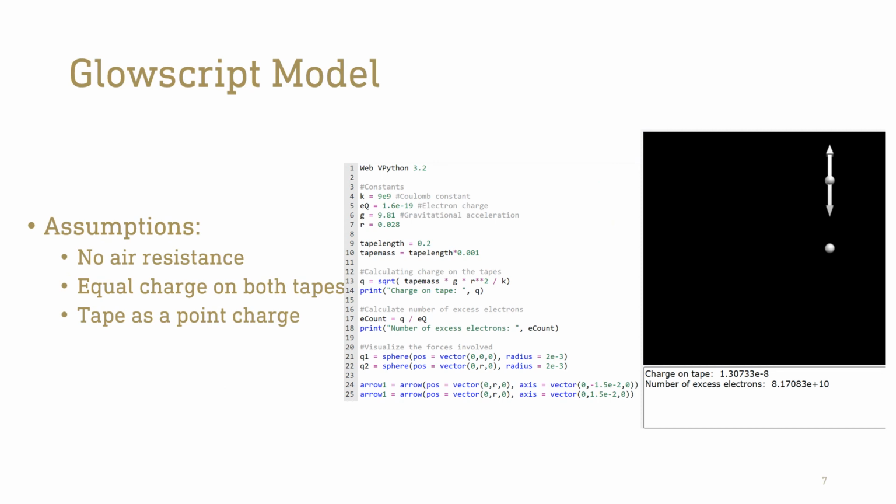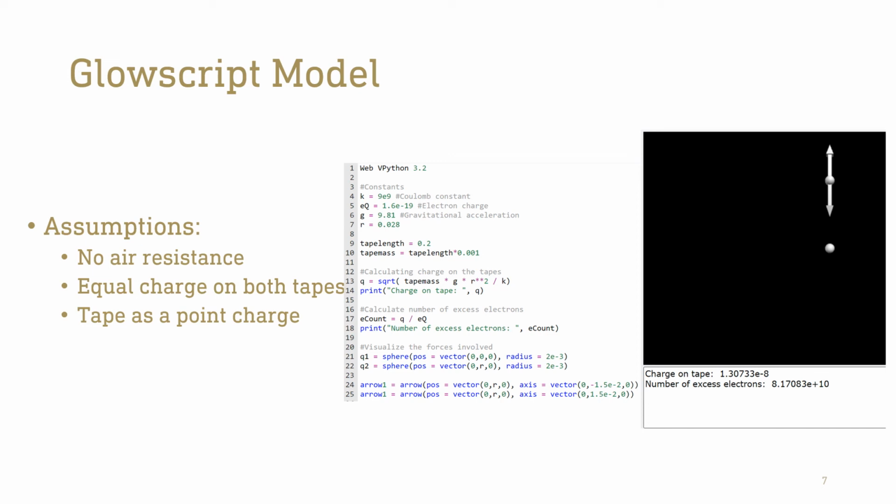The results of this lab were modeled using GlowScript, a Python framework. Some assumptions were made to describe the physical phenomena. The tapes were assumed to not be affected by air resistance. It was also assumed that the charge on them was concentrated on a point charge on their center of mass, and that both had equal charge.